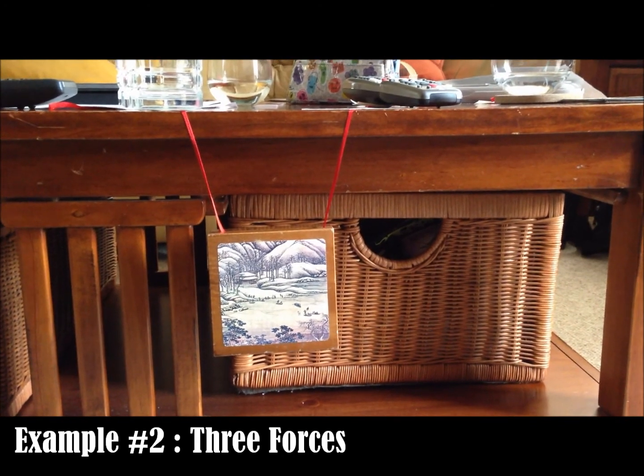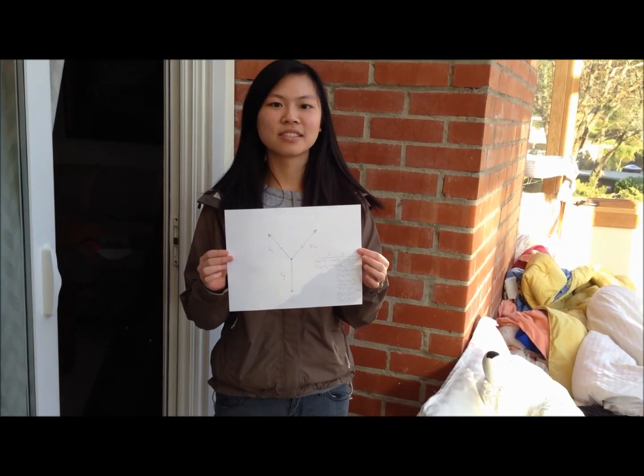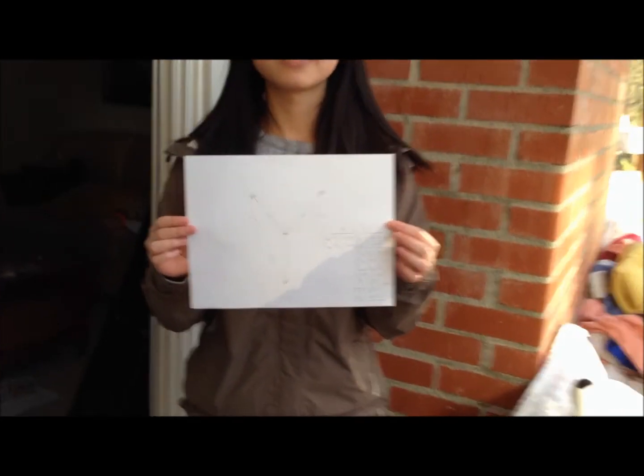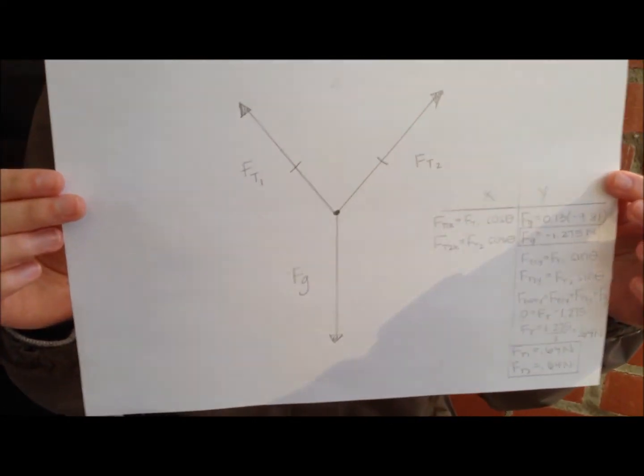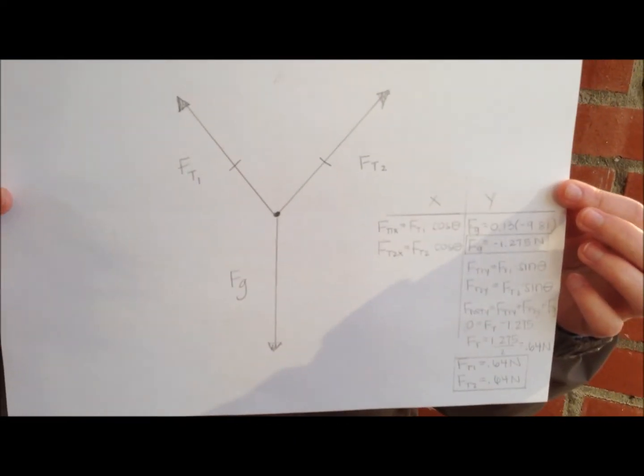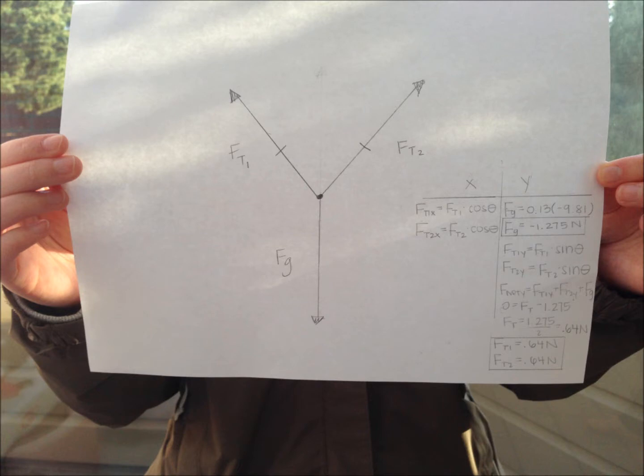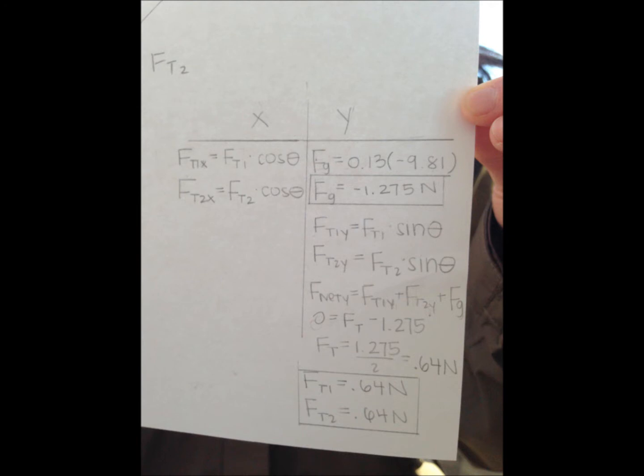For example 2, two strings are holding the box up, causing two tension forces. Because the box is at rest, the x components and y components are balanced. Tension 1 and tension 2 are balanced because they are at the same angle. To find force of gravity, multiply the mass of 0.13 kilograms with acceleration, negative 9.81, which equals negative 1.275 newtons.